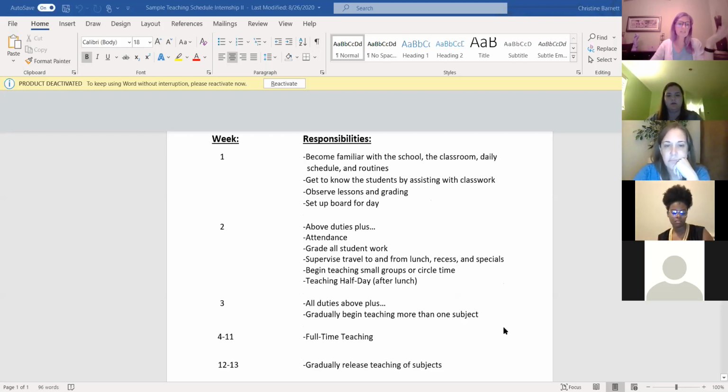So by week 3, you're going to start doing this. If you haven't yet taken over one thing, like circle time, math, or social studies, whatever, try to start taking that over tomorrow and Friday. And then take on one more thing, so that you gradually get up to a half day and all of a sudden you are in charge after lunch.